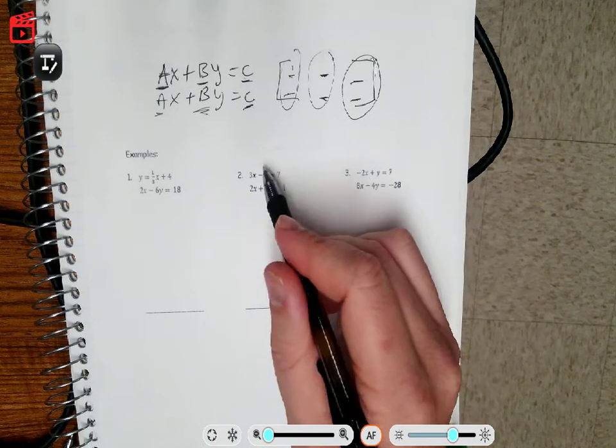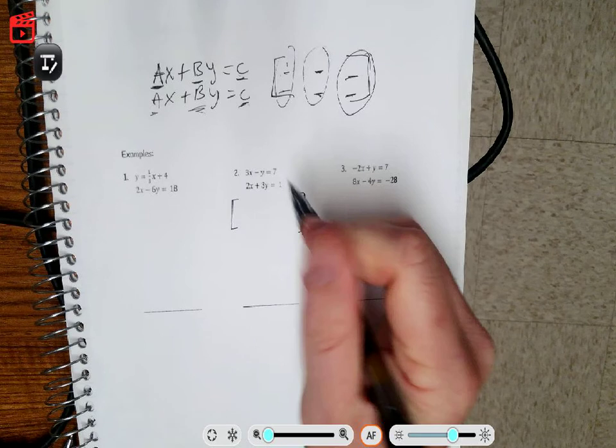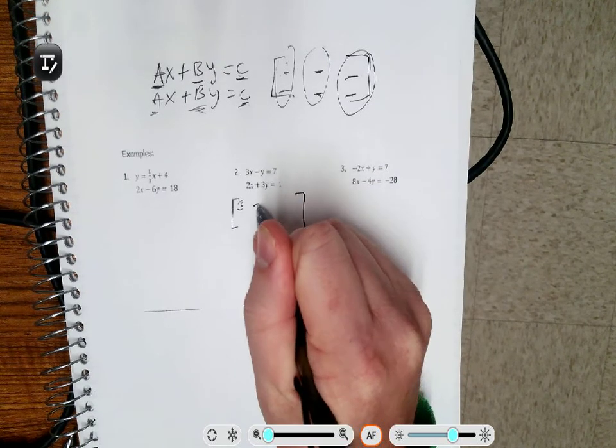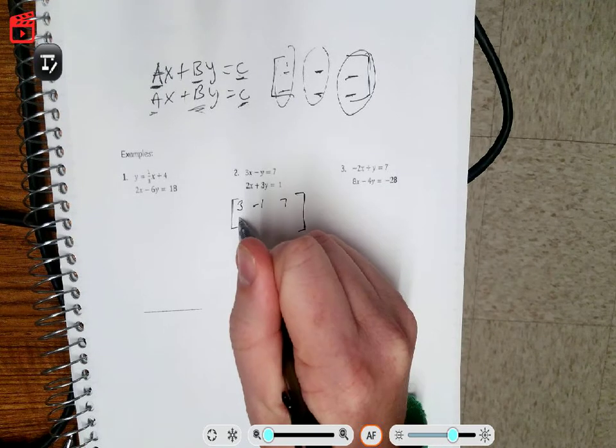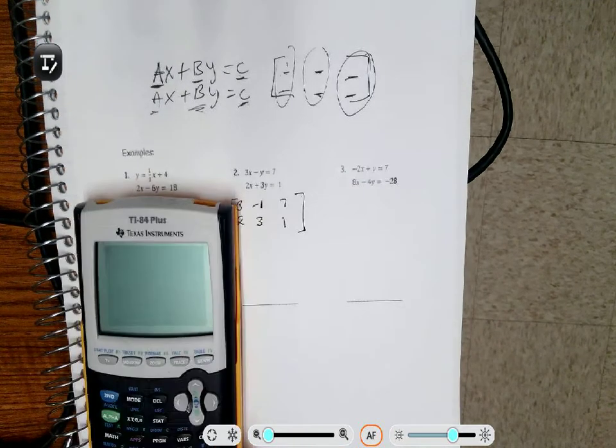Let's start with number 2. We're going to go ahead and set up a matrix, and it's already in the right order for us. So our matrix will say 3, -1, 7, 2, 3, and 1. Let's look at how to do that.